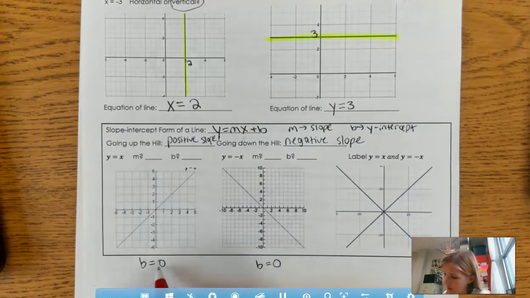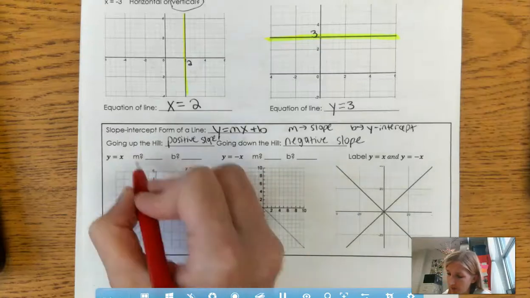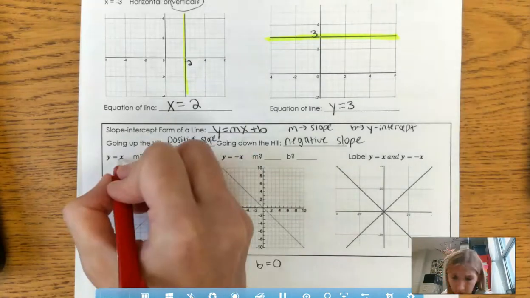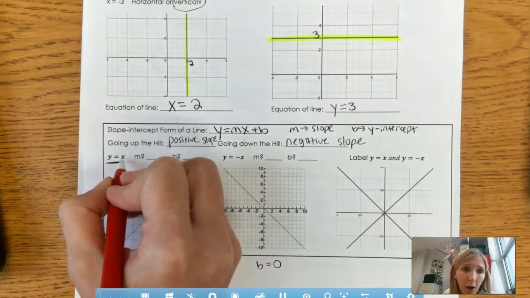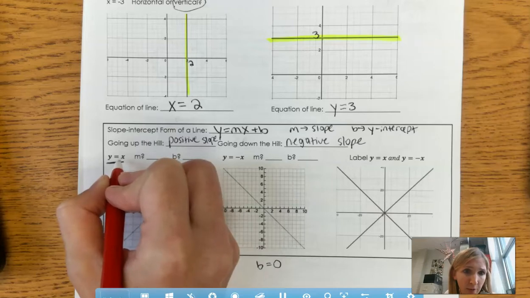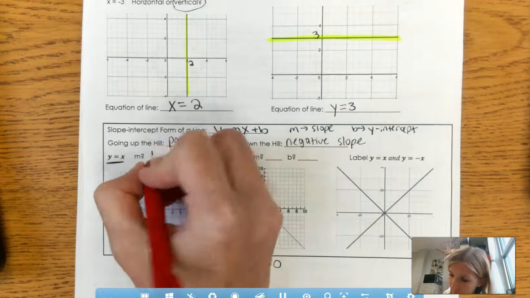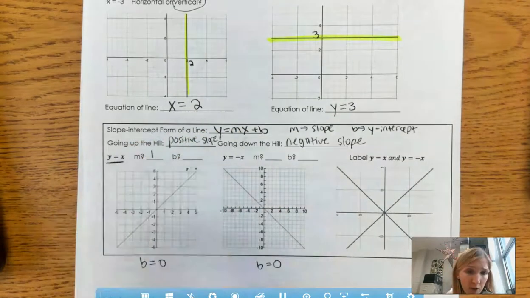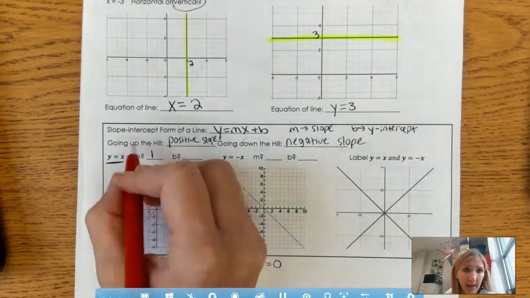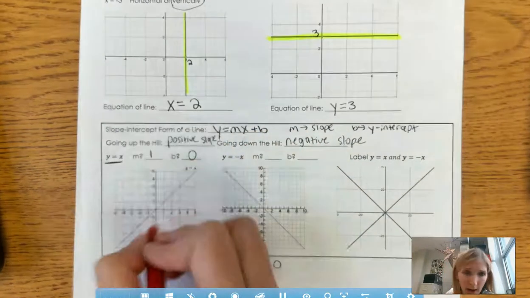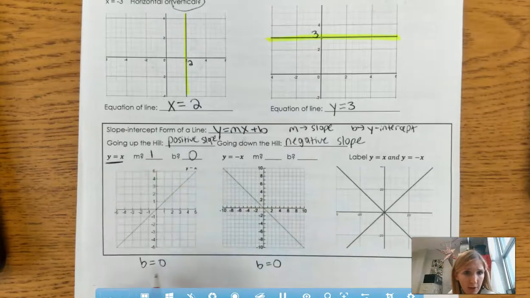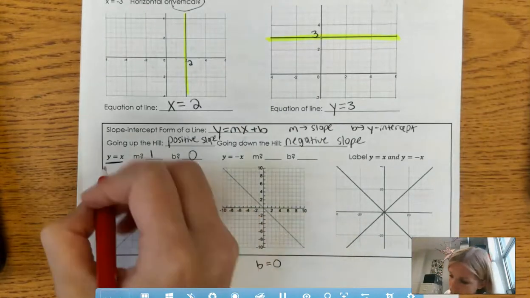All right, so y equals x. Our m, looking at this equation, is the coefficient in front of x. It's that number in front of x. And when you don't see a number, you're going to assume that it's 1. So it's a positive 1 because there's no negative sign. And again, you don't see any y-intercept, right? There's no b. I already said b is equal to 0, so they just didn't write it at all.